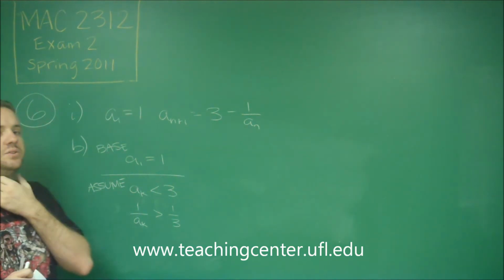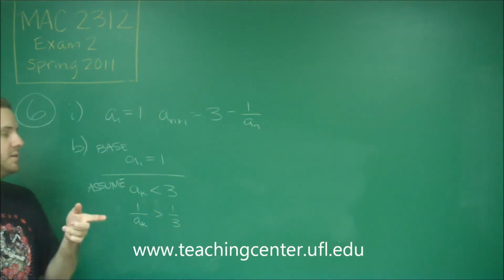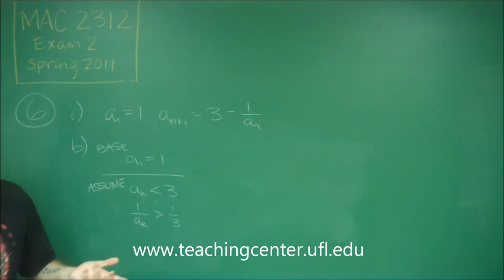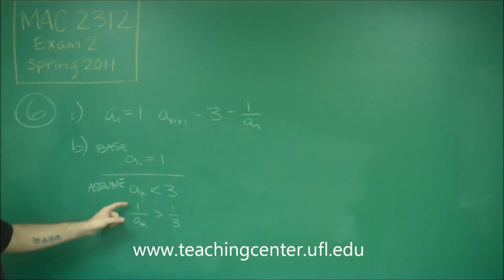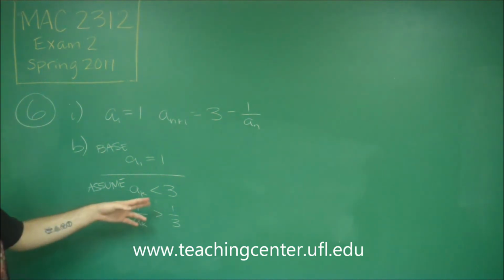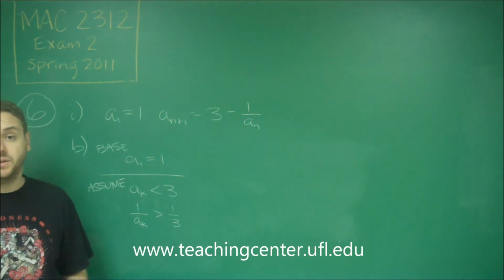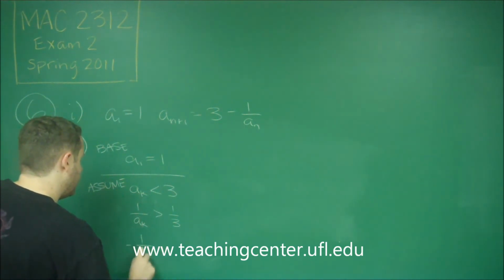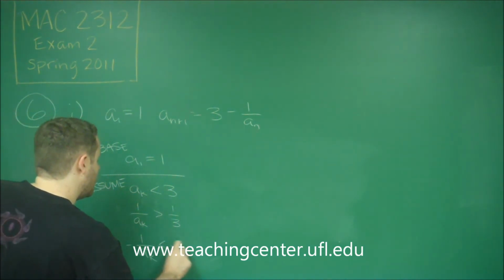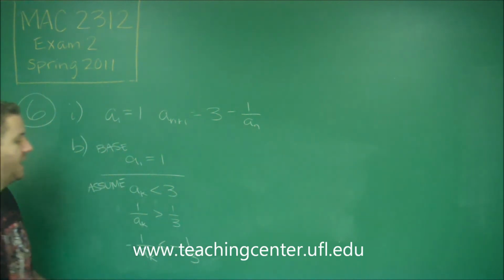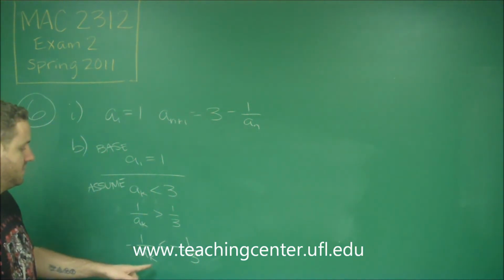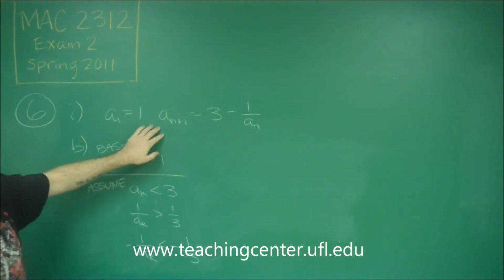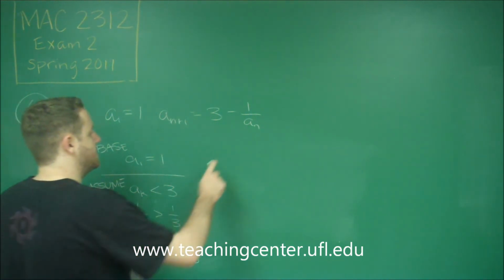We already showed that it was an increasing sequence in the previous part, and if it starts at 1 and it's an increasing sequence, it's going to be positive. So we don't need to worry about what happens when you take the reciprocal. If they're positive numbers and you take the reciprocal, you just flip the inequality sign. Okay, so now we need a negative sign, and if you multiply both sides by a negative, you have to flip the inequality again. So now we have negative 1 over a sub k is less than negative 1 over 3. And to finally get us to a part where we could substitute it, we need to add 3 to both sides.